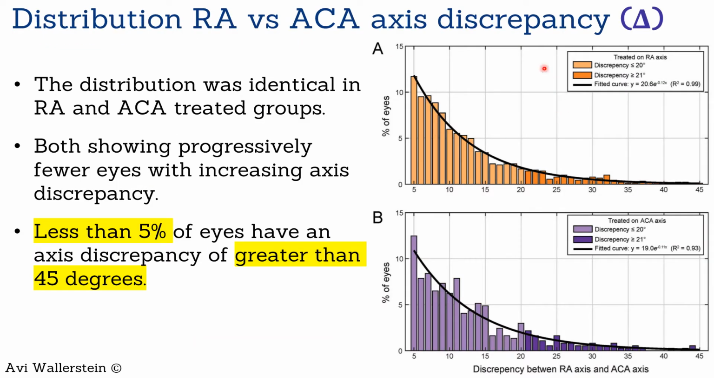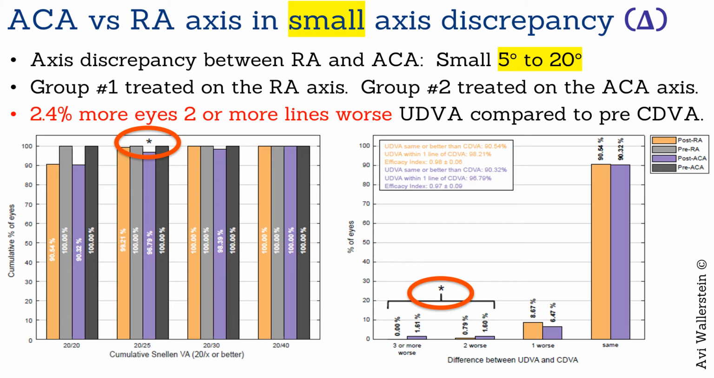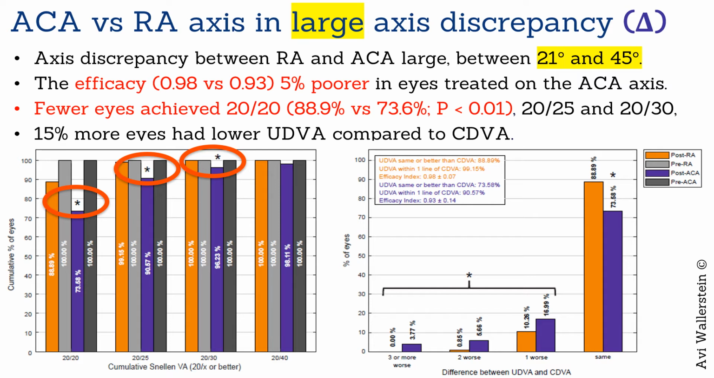The distribution of the axis difference was identical in RA and ACA treated groups, and you can see that a difference of more than 45 degrees was uncommon, occurring in less than 5% of eyes. Treating on the topo-measured corneal astigmatism, the ACA, when the axis difference was small, up to 20 degrees, was slightly worse, but results were similar. But look what happens when the axis difference is higher, between 21 and 45 degrees. There is a significant decrease in efficacy by 5%, 15% more eyes have lower UDVA post-op, and 16% less eyes achieve 20/20.